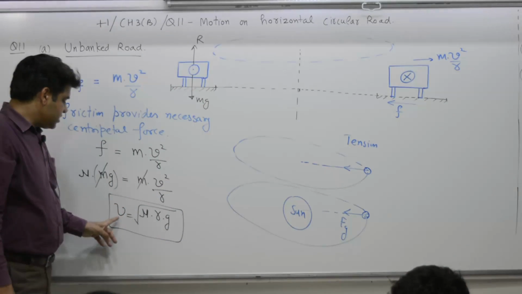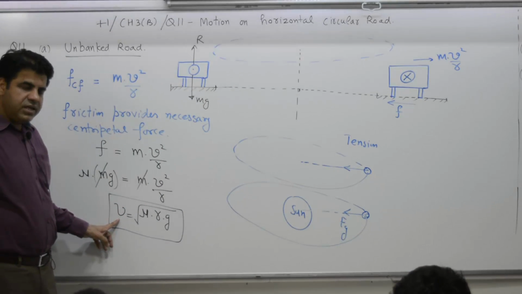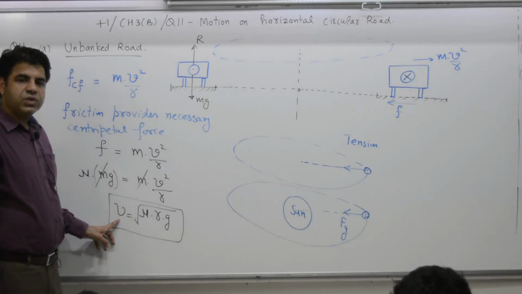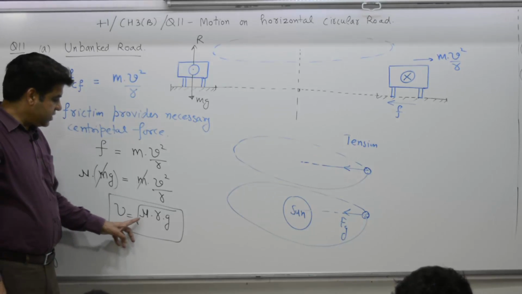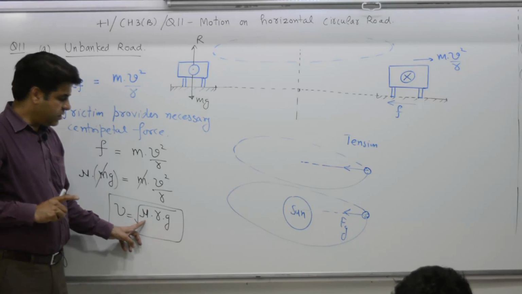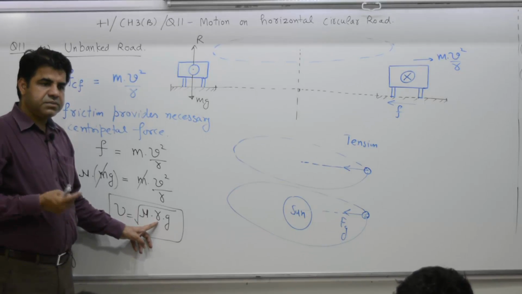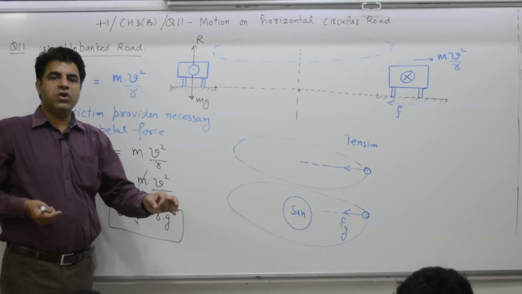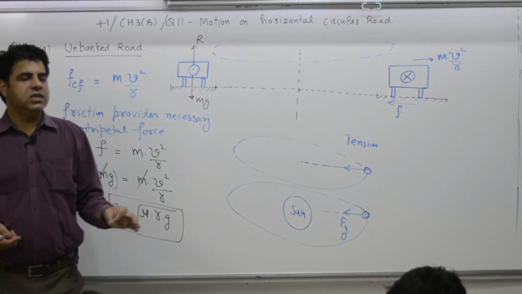So, it depends. The maximum speed at which you can take a turn depends on the coefficient of friction. The higher the coefficient of friction, the higher the speed. The higher the radius of curvature, the higher the speed. And g remains constant on the surface of the Earth, that is 9.8 or 10.